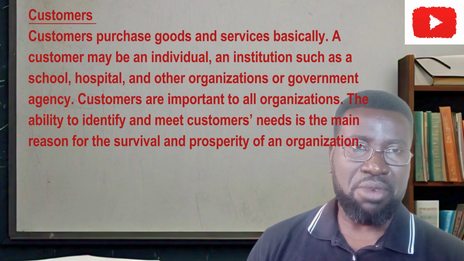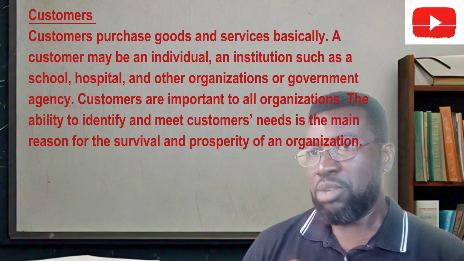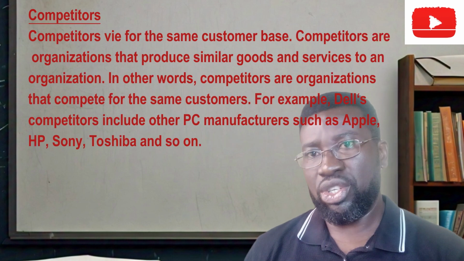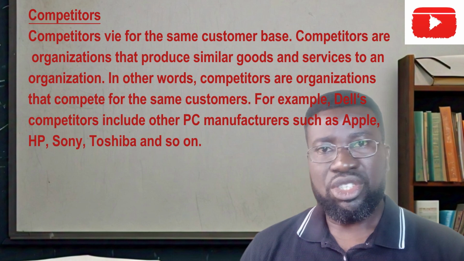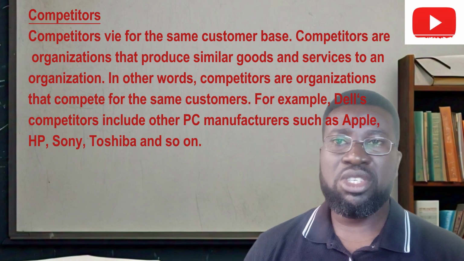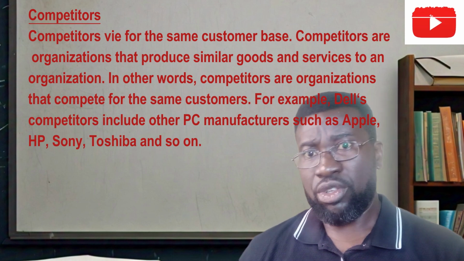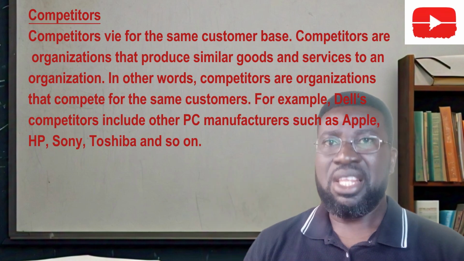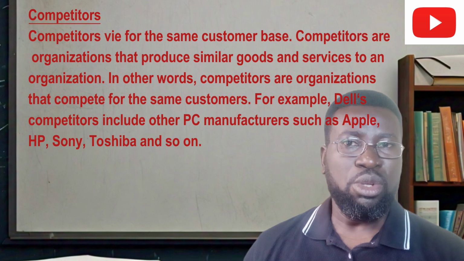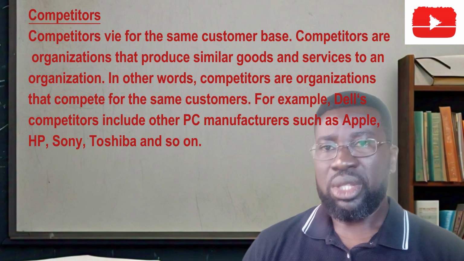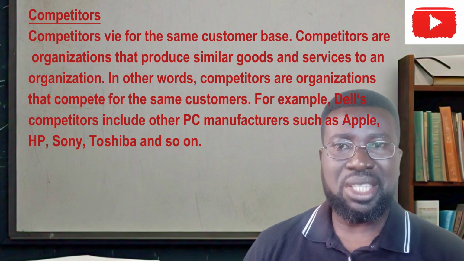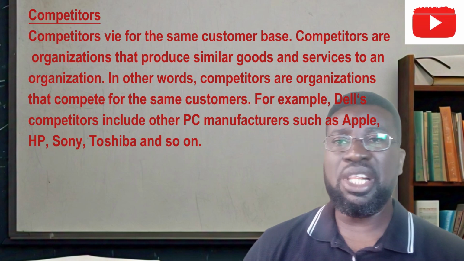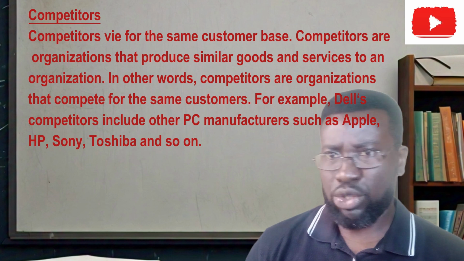Another element of the task environment is the competitors. Competitors vie for the same customer base as an organization. So competitors are organizations that produce similar goods and services to an organization. In other words, competitors are organizations that compete for the same customers in a particular business space. For example, the computer manufacturer called Dell Computers. Dell's competitors include other PC manufacturers such as Apple, HP, Lenovo, Toshiba, and so on and so forth.